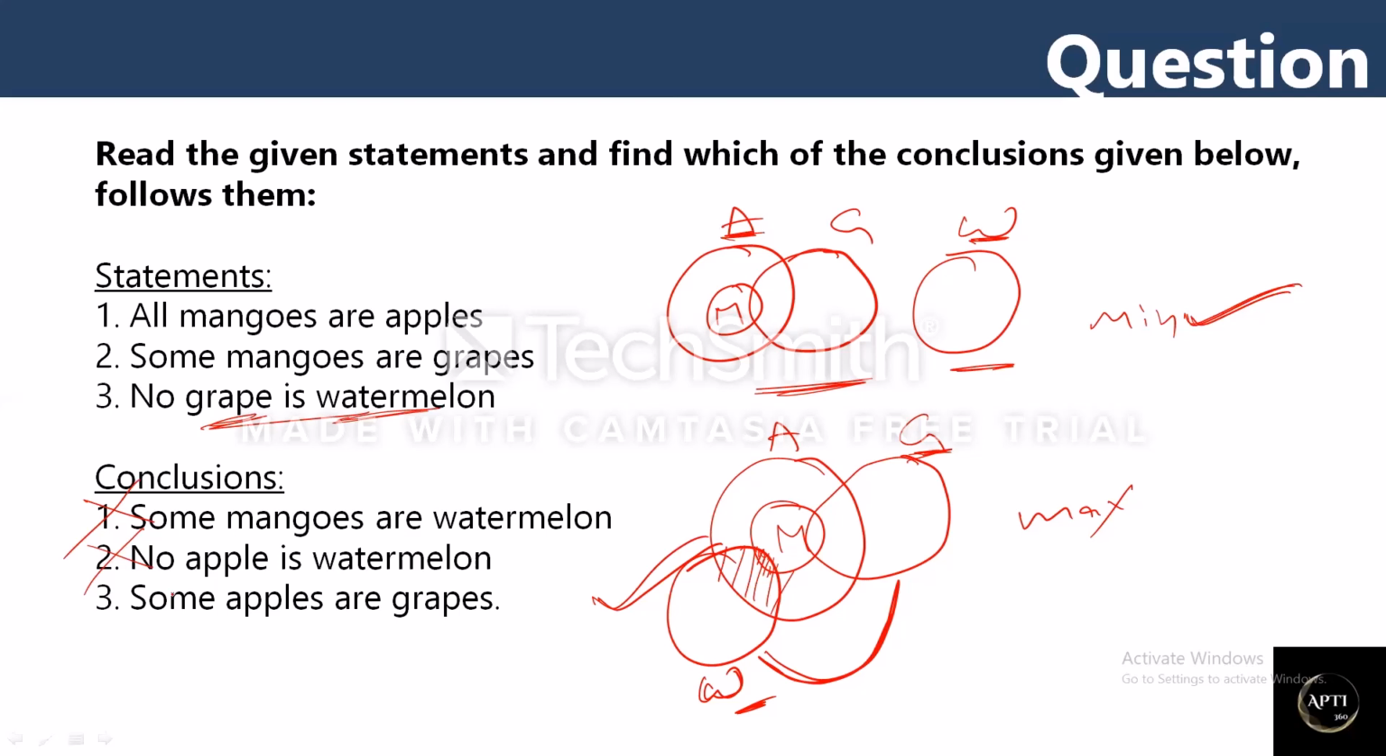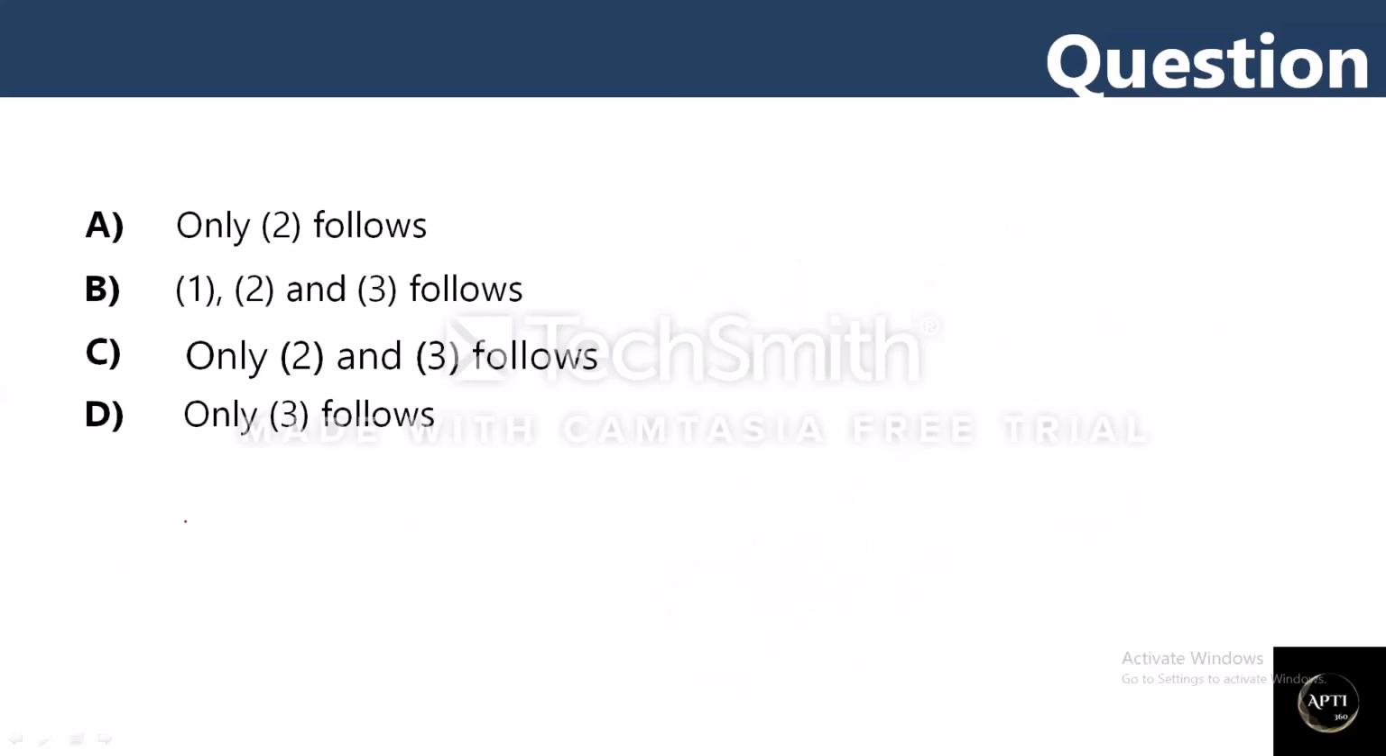Now, some apples are grapes. Some apples are grapes means, if you observe the grapes and apple circles, in the minimum case for sure there should be interaction between apples and grapes. In the maximum case, of course, there should be an intersection between apples and grapes, no doubt at all. Why? Because they clearly gave that some mangoes are grapes. If you want to draw the Venn diagram, some mangoes are grapes, and for sure mangoes are present in apples, so we have to touch apples, no doubt at all. So I can say that the third conclusion is correct. It satisfied minimum and maximum, so only the third conclusion is correct. So which option is correct?